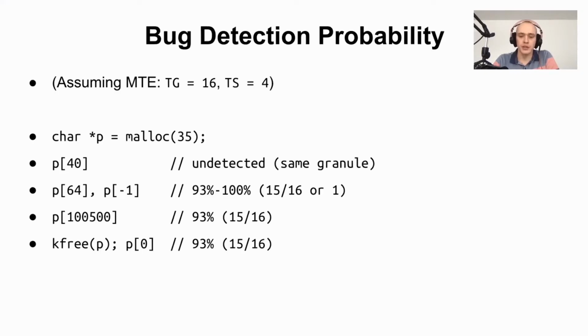In this case, for linear buffer overflows, we can make sure that memory tagging always detects them. But if we're accessing very far out of bounds, let's say we're accessing 100, 500, then there is no way for us to make sure that the tags are different, and there is still a chance that the tag is going to be the same.